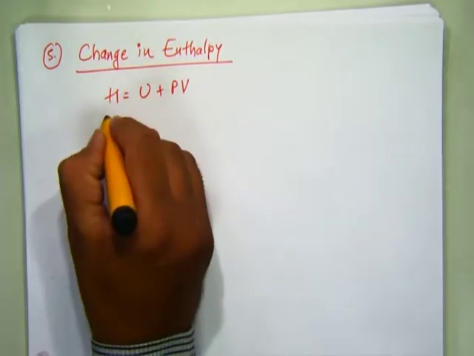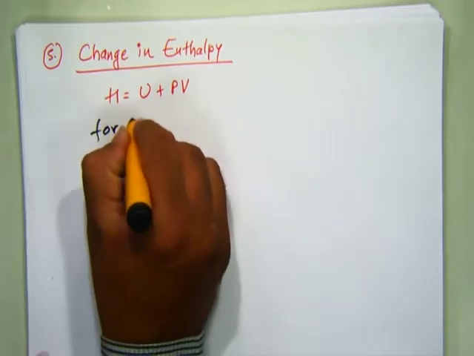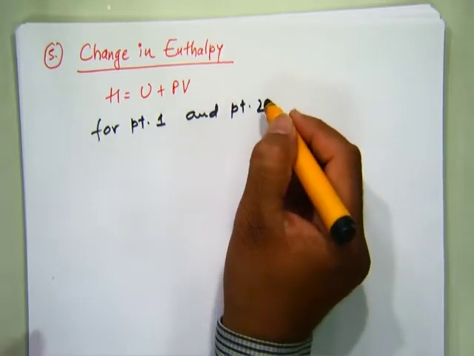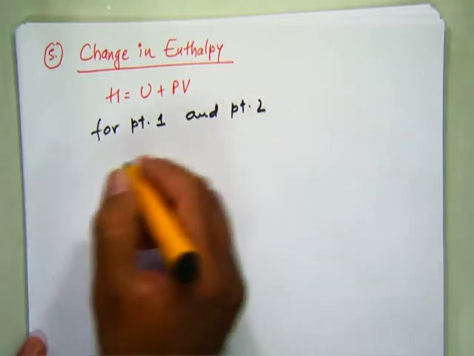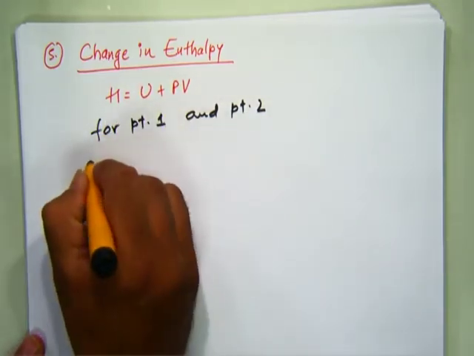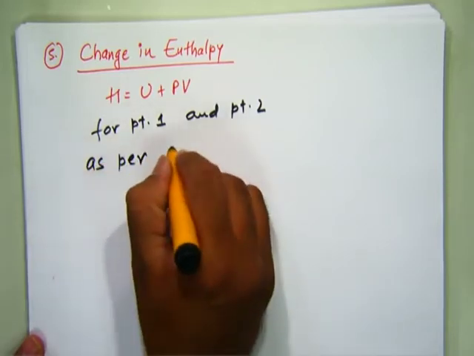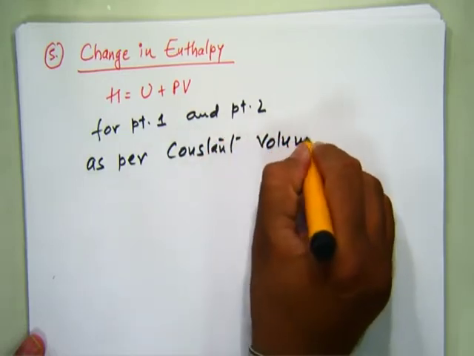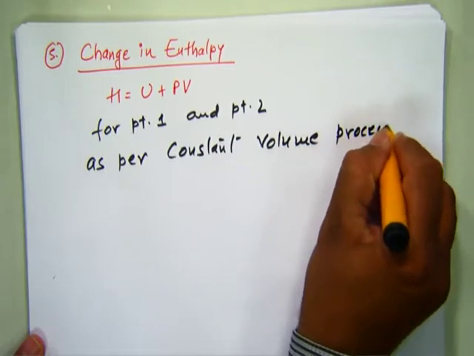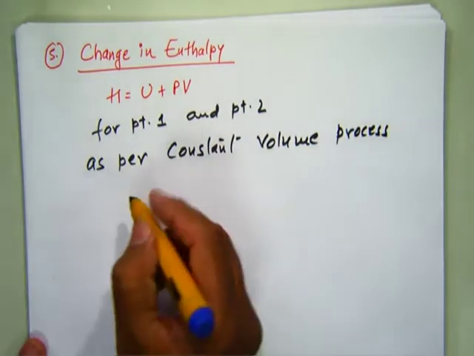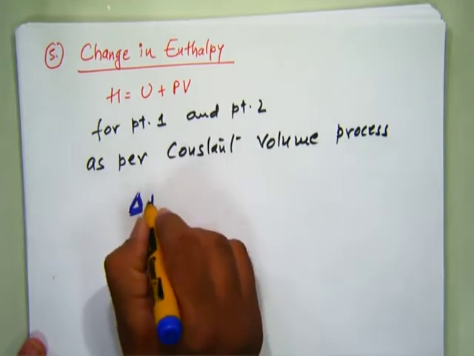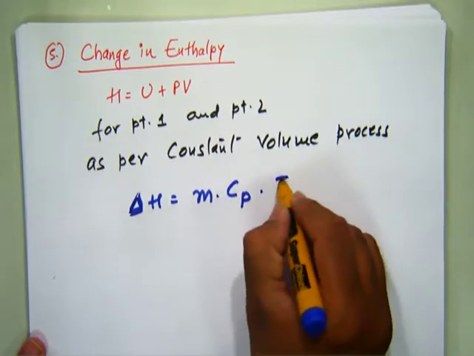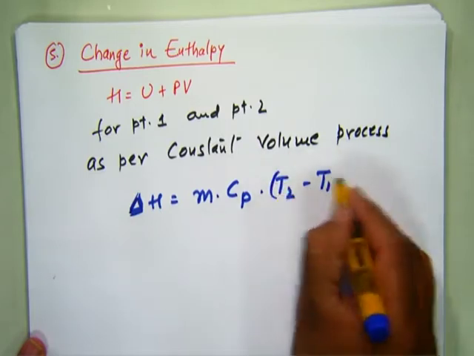So we put the values for points 1 and 2, and the way we went in the constant volume process, you will get the change in enthalpy, delta H, is equal to M into Cp into (T2 minus T1).